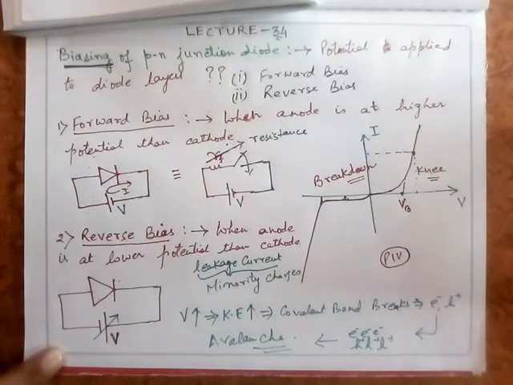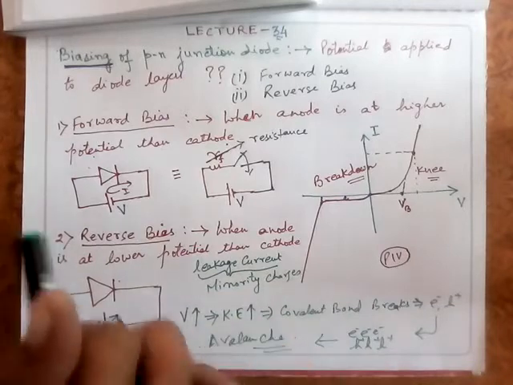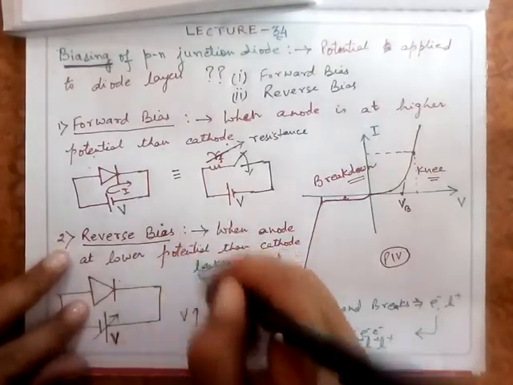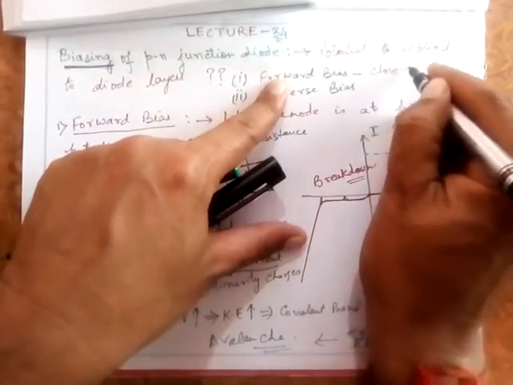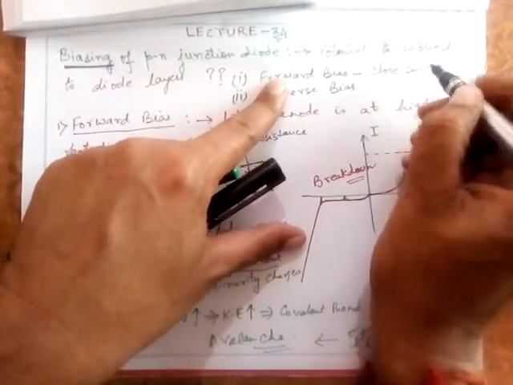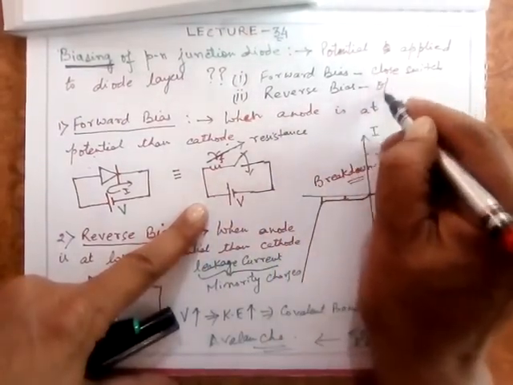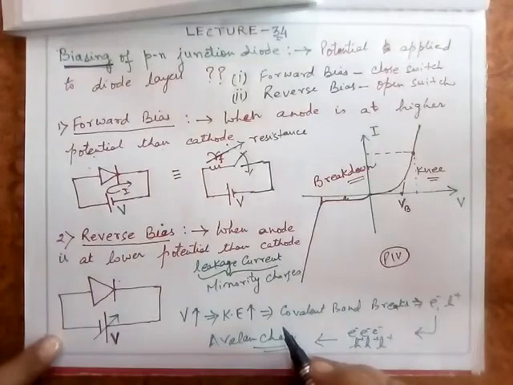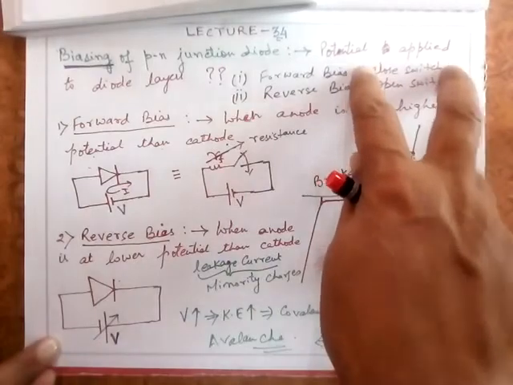So this is your biasing of the diode as forward bias and reverse bias. Ideally, under reverse bias condition, this diode acts as an open switch. In forward bias, the diode acts as a closed switch, meaning ideally it is offering zero resistance. And in reverse bias it acts as an open switch, that is, ideally it is offering infinite resistance, but practically it has a resistance of several mega ohms. In forward bias it has some resistance of a few ohms.